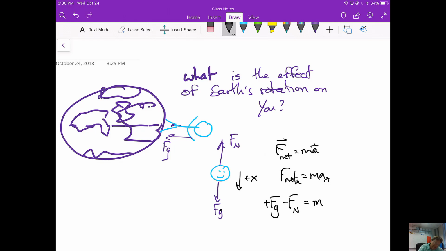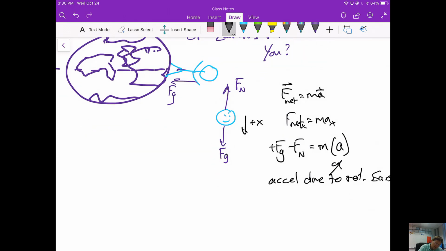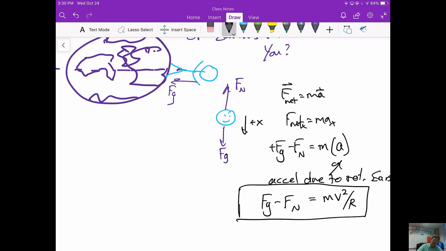So the acceleration that goes here, it's still an a, but this a is the acceleration due to the rotation of the Earth. Oh, but wait, it's a rotation problem, so we always replace acceleration with v squared over r. So it's Fg minus Fn equals m v squared over r. So this is what Newton's second law tells us.